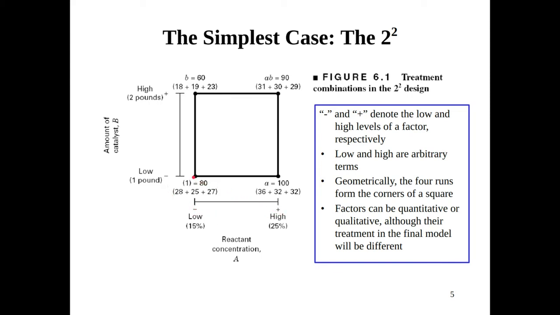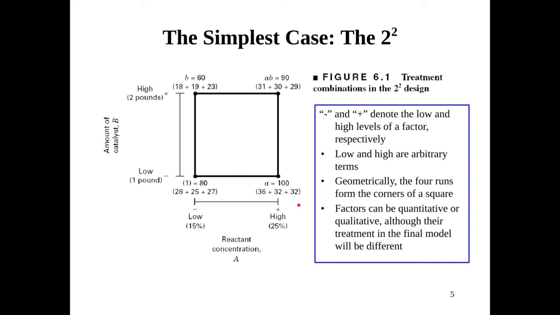And we have these four corner points indicating four treatment combinations. And these three replicates, if we add them, we get the total 80. Three replicates at this combination, we add them, totally 60, and so on and so forth.